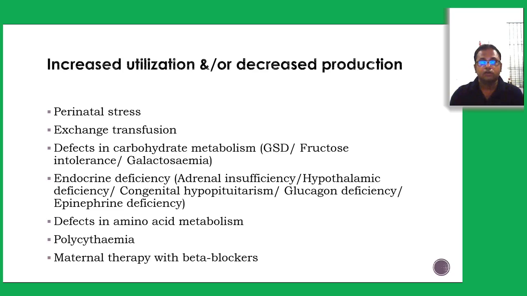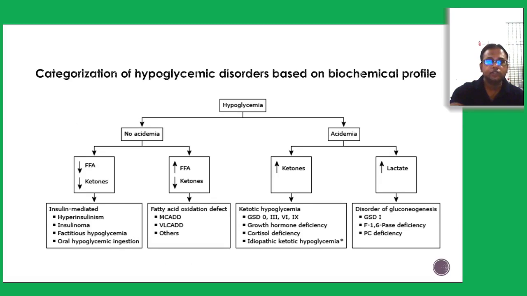So children, you must be knowing that children who have midline defects, like cleft palate and hypogonadism, then we have to think about congenital hypopituitarism, and defects in amino acid metabolism, pancytopenia, polycythemia, and then maternal drug use, drugs like beta blockers.